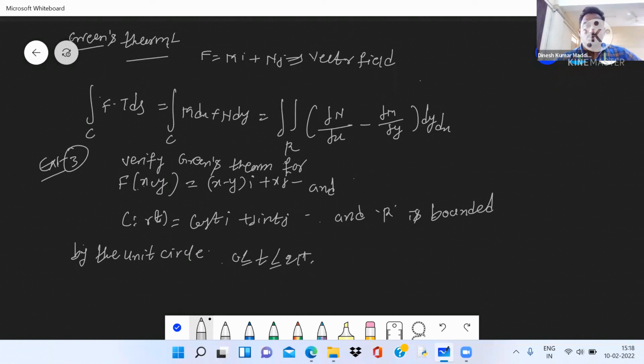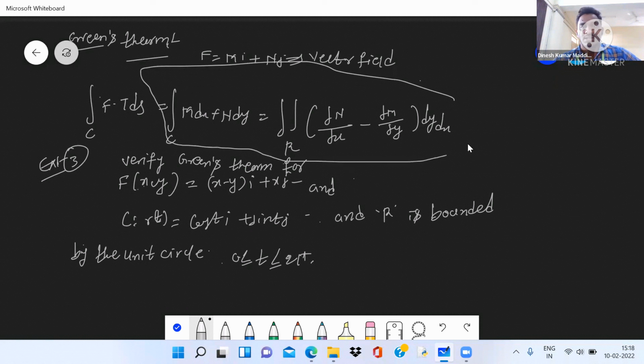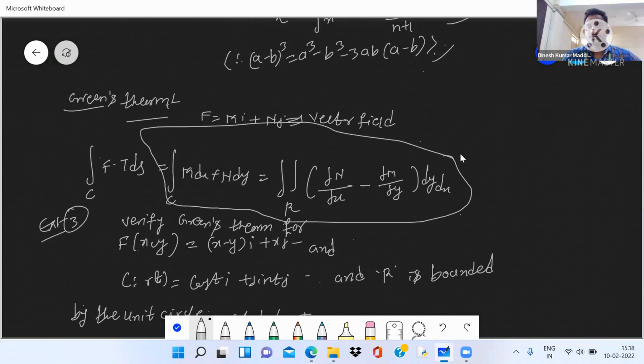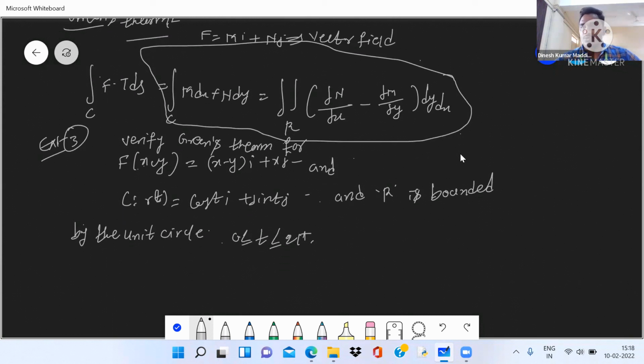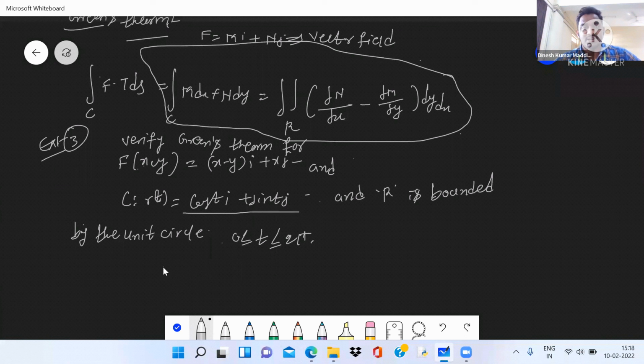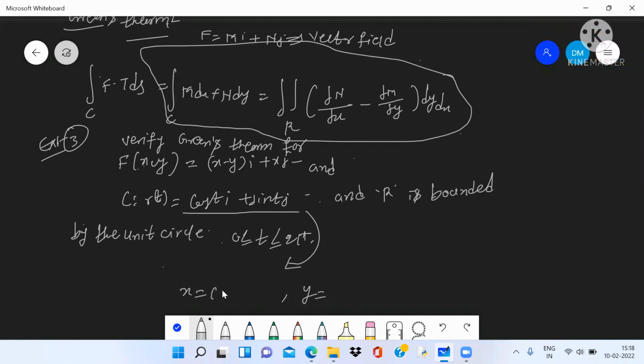Next we are going to prove that this LHS part is equal to the RHS part. These two terms are equal; we are going to prove that. In line integrals we learned that from this equation, can anyone say what is x and what is y? Cos t is x. Yes, cos t is x. Y? Sin t. Yes, very good.